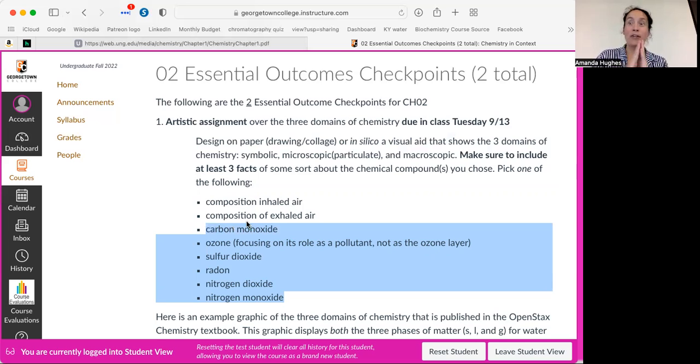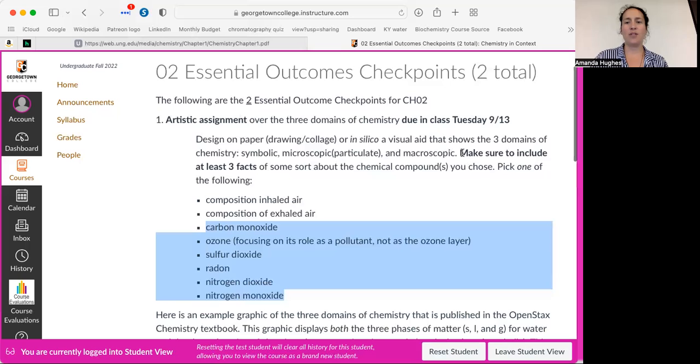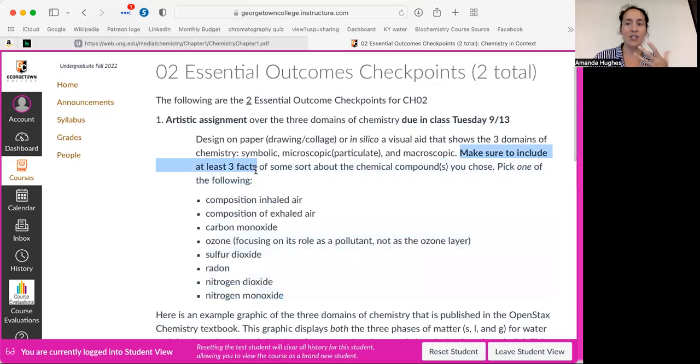With your macroscopic picture. Microscopic, drawing the structure of some of the compounds would be easy, especially after today's lecture. And then the symbolic should also be easy because you can just write what the different chemical formulas are. So in addition to doing a graphic about the three different domains of chemistry, so finding pictures and illustrating the macroscopic, microscopic, and symbolic domains, I also want you to include three facts of some sort about those chemical compounds.